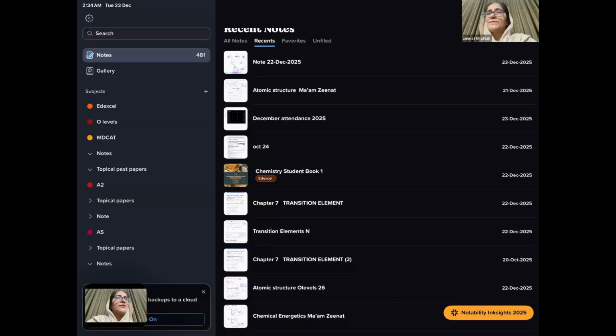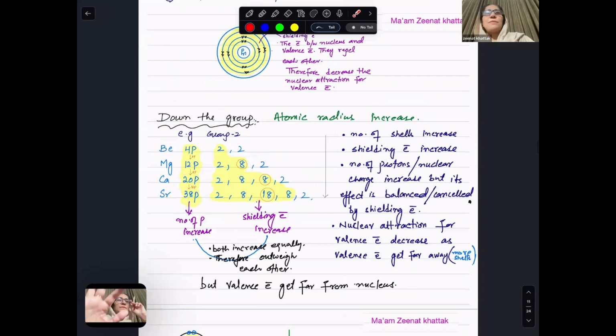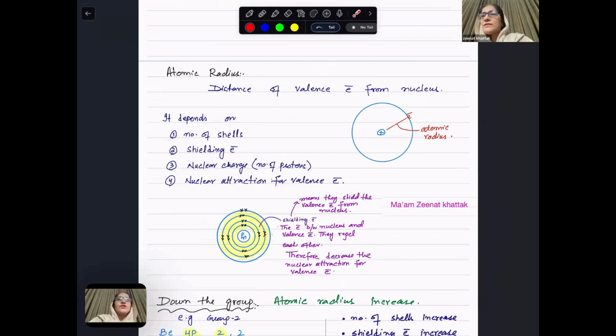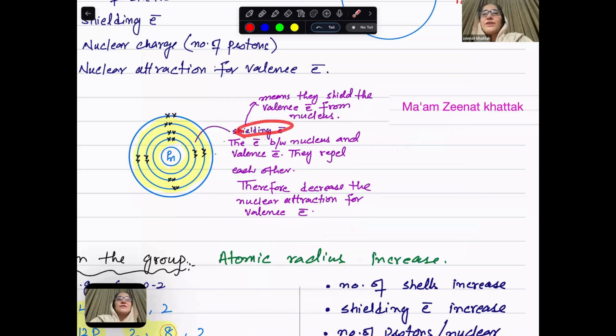See, look what I have written. What is the atomic radius? Distance of the valence electron from the nucleus. It depends on number of shells, shielding electrons, protons, attraction for the valence. Shielding electrons are the electrons between the nucleus and the valence. They repel each other, therefore they decrease the nuclear attraction for the valence. Shielding means they shield the valence electron from the nucleus.